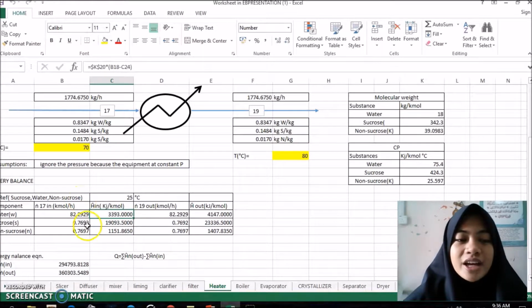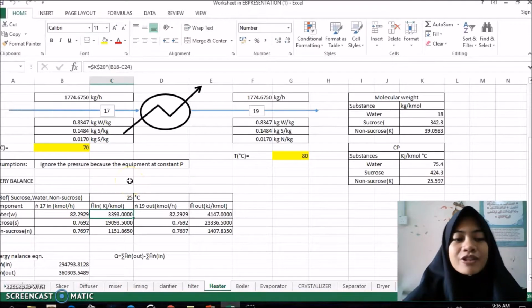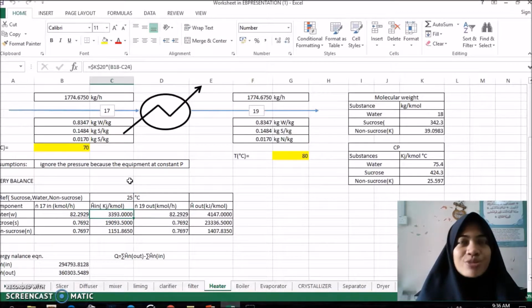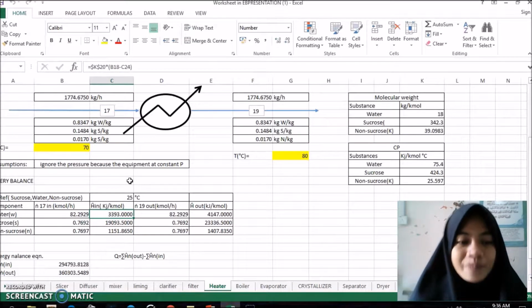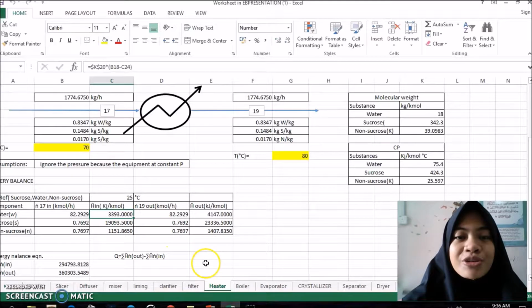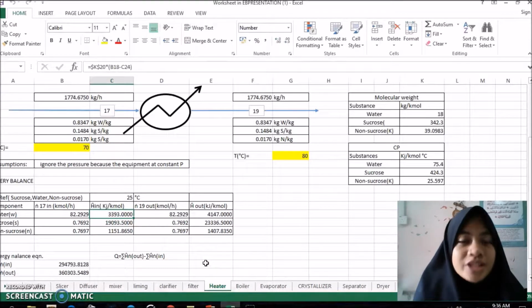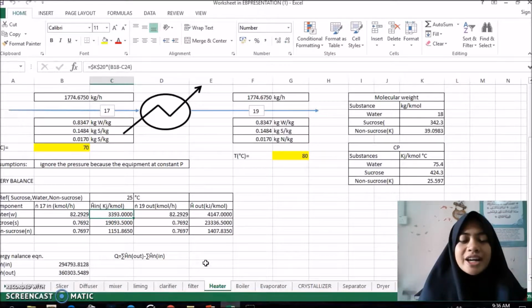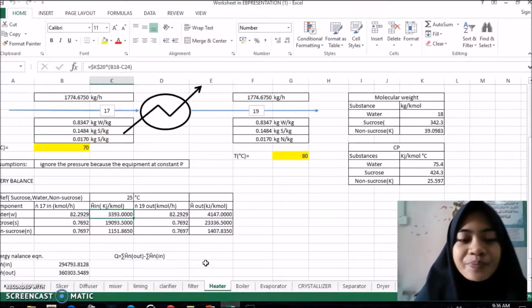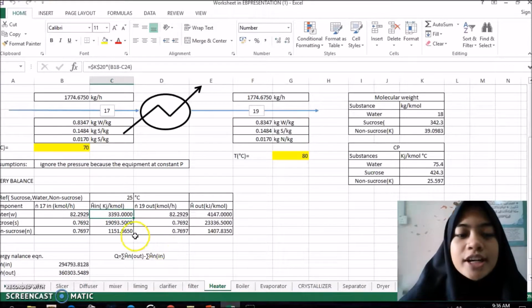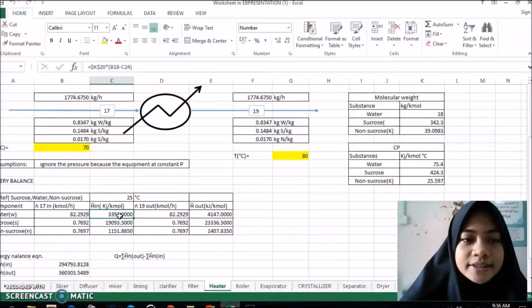As you can see, we choose the reference state for sucrose, water, and non-sucrose, which is potassium, at 25 degrees Celsius and 1 atm. So we assume the potential energy, the kinetic energy, and the shaft work are equal to 0. After that, we get Q equal to H out minus H in. So I will show you the calculation here.